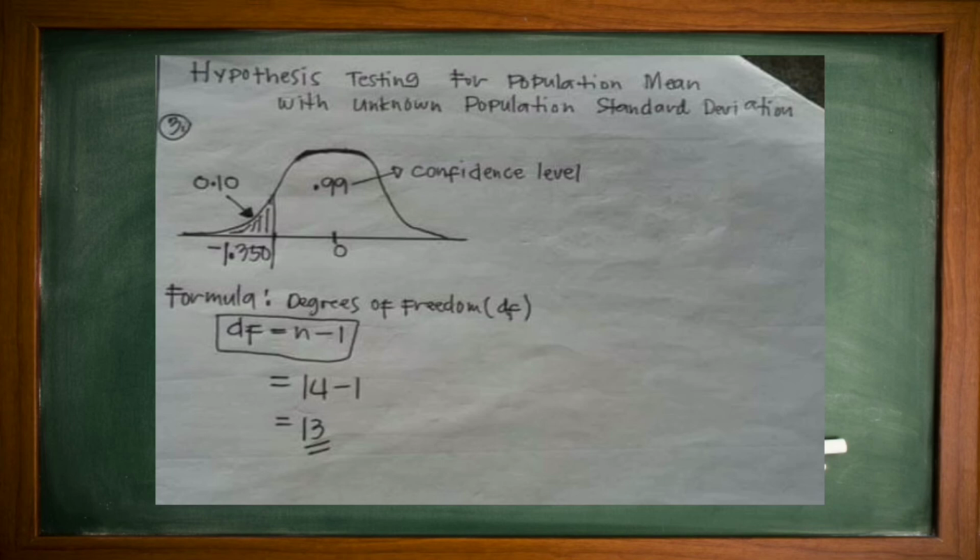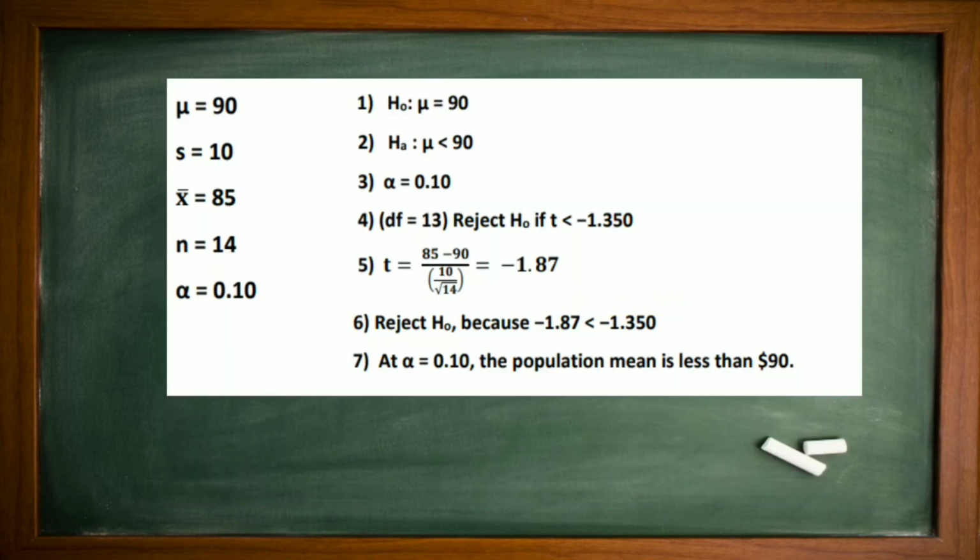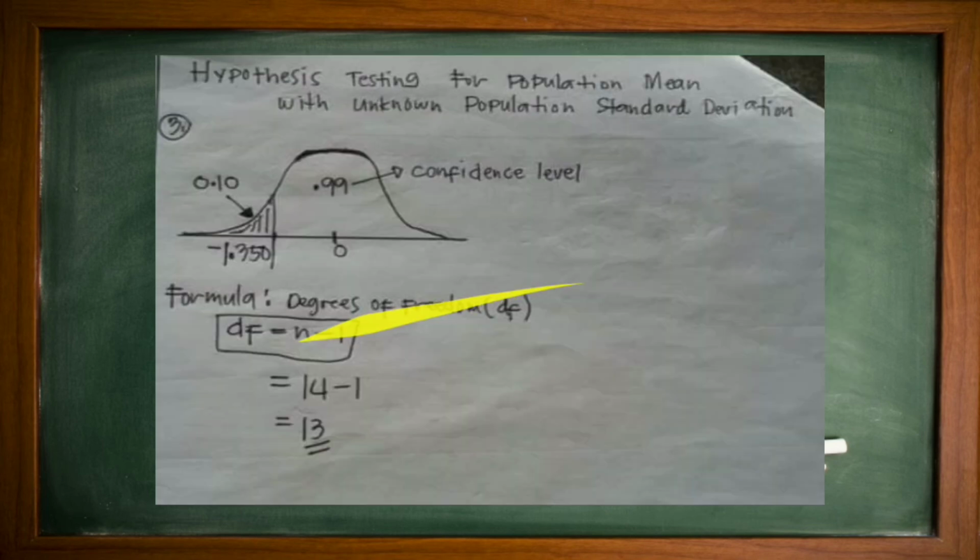Okay, so meron po tayo ditong normal distribution curve. So, ayan po, kung makikita nyo po, meron tayong 0.99. Yan po yung ating confidence level. And then, yung nasa left side po na may shaded part is yan po yung 0.10. Ayan po yung ating significance level. And then, sa baba po is negative 1.350. So, yan po yung ating calculated test statistic.